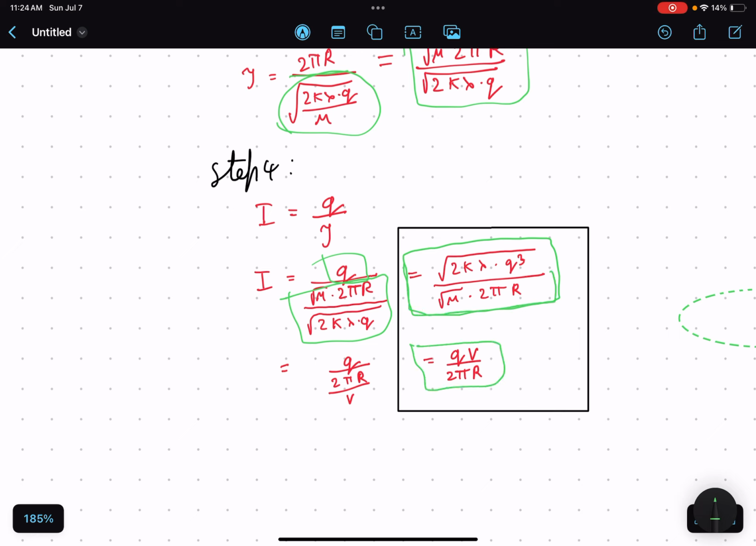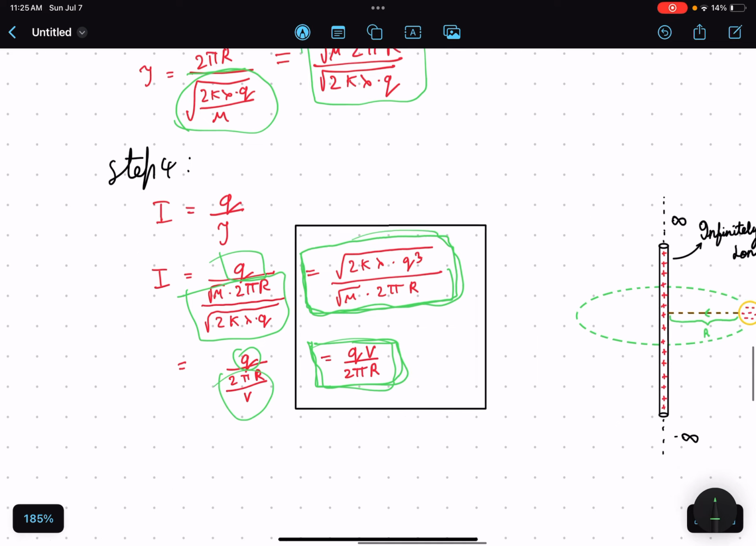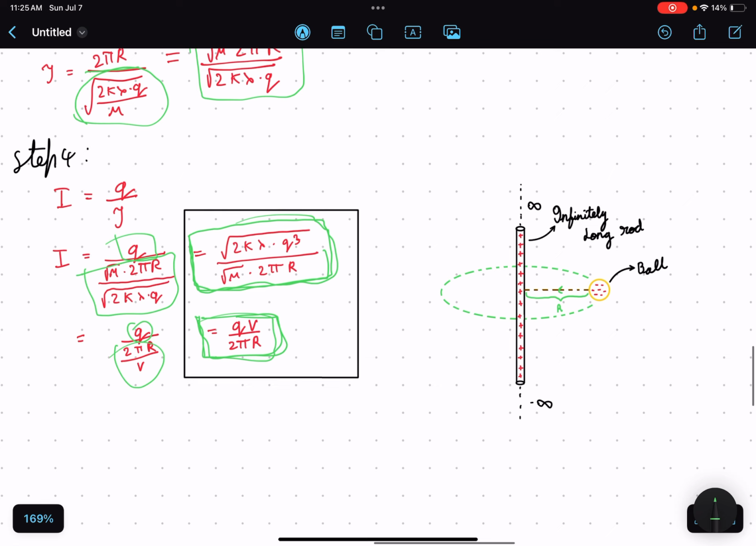If they have already given the velocity, the tangential velocity in the question, you can use this equation here, which is just the total charge divided by the total time, and you can get the answer. But for this particular case that we have taken, this is the formula that you have to use. So this is basically the current generated by the ball over here while it's revolving around this infinitely long positive rod.